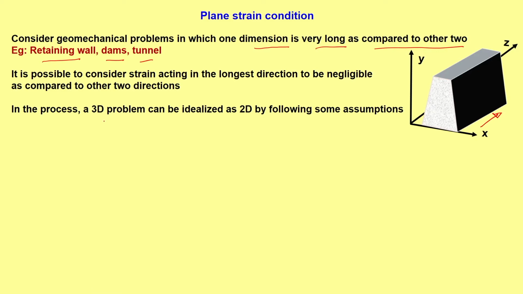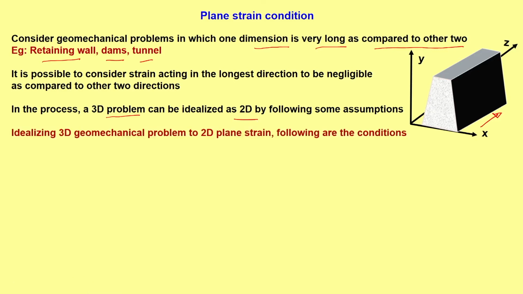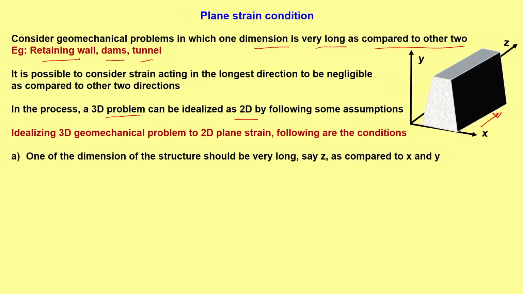In the process, a 3D problem can be idealized to 2D by following some assumptions. So, what are the assumptions and the conditions that are inevitable for considering the plane strain condition? One of the dimensions of the structure should be very long, say z, as compared to x and y in this particular example.